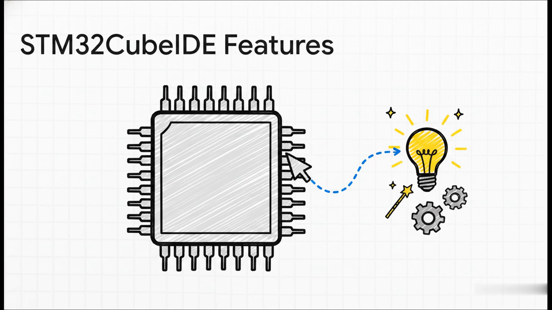Normally, configuring a microcontroller means digging through a massive manual to manually set registers. With CubeMX, it's a visual wizard. You literally just click on a graphic of a pin, tell it to be an LED output, and bam, the IDE automatically generates all the complex initialization C code for you. Talk about a time saver.